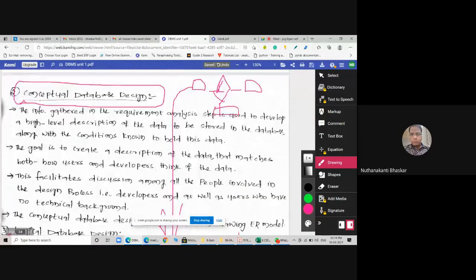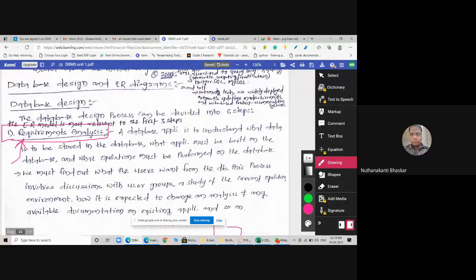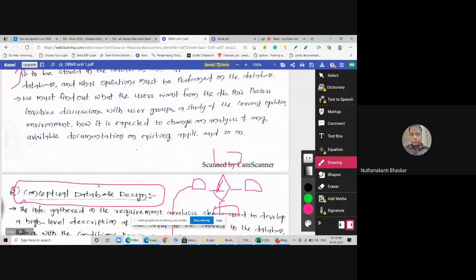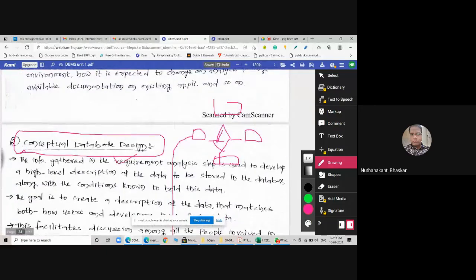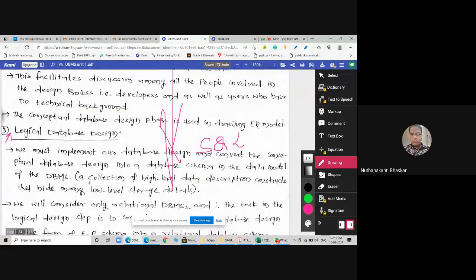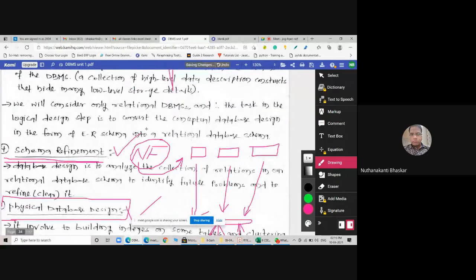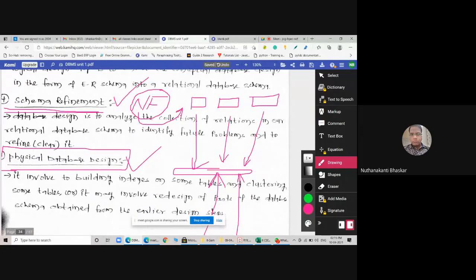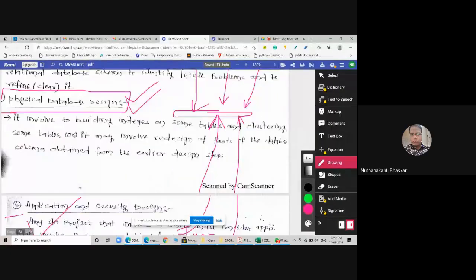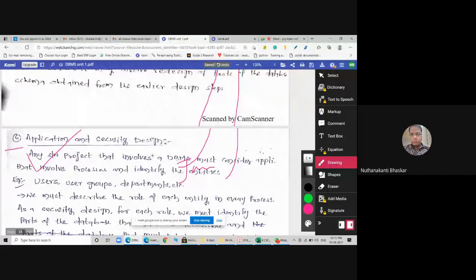So for all six phases we have the experiments. Requirement analysis and conceptual design is the first experiment. Logical database design is the second experiment. Schema refinement, meaning normalization, is the third experiment, and physical database design is the fourth experiment. These applications are not there. If you like, we can learn all the phases except this sixth phase.